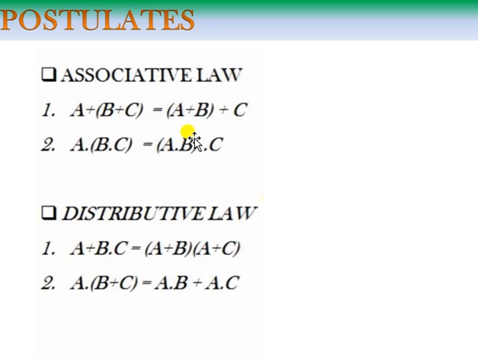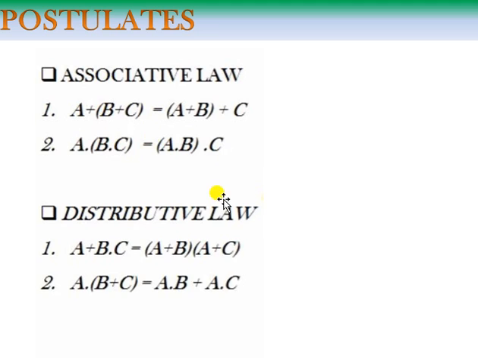Next postulate is the associative law. The associative law states that A plus (B plus C) equals (A plus B) plus C. If we change the positions of the brackets, it does not affect the result. Here also, for A dot (B dot C), if we change the bracket from B dot C to A dot B, the result does not change.